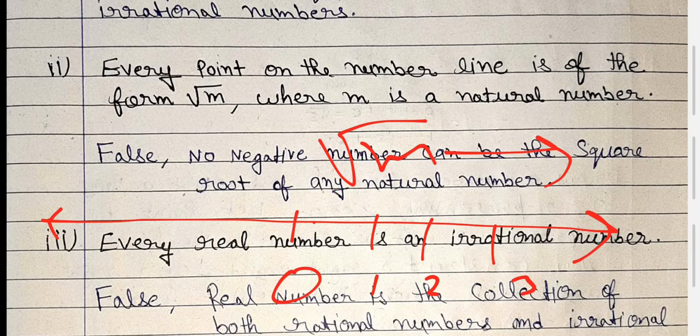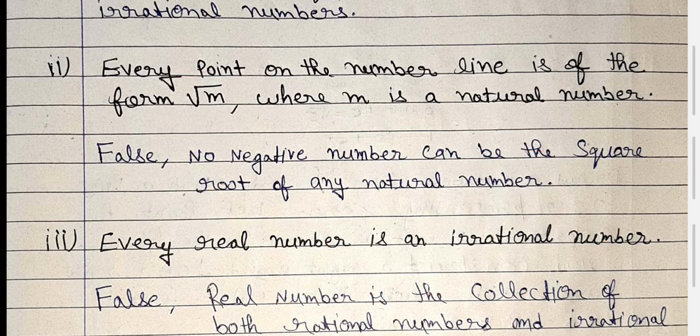But on a number line, there are some negative numbers also. But the question says every point on a number line. So, every point on a number line can be positive and negative also. But according to this question, if we take under root m, it means that every point is positive only. So, your answer is false. You have to write here false.